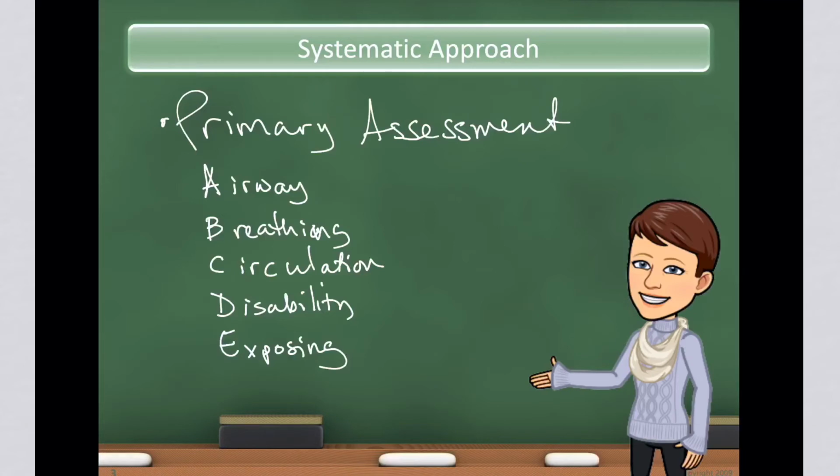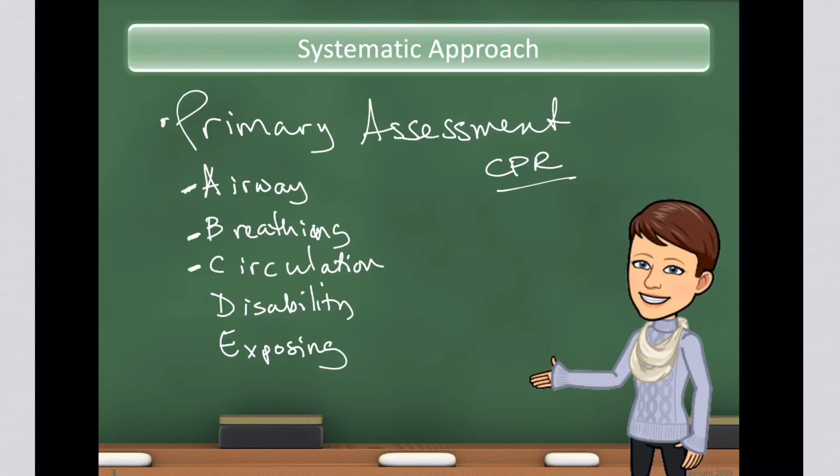Okay, so your primary assessment: airway, breathing, circulation, disability, and exposing. Remember, at this moment, if you're doing CPR, you're really not getting much into the primary assessment because you've just gotten CPR underway. But at the earliest time, you want to start completing the primary assessment. Check the airway. Is it open? Make it safe by putting in an airway. Are they breathing at all? Is it effective or ineffective? Are you ventilating them effectively?